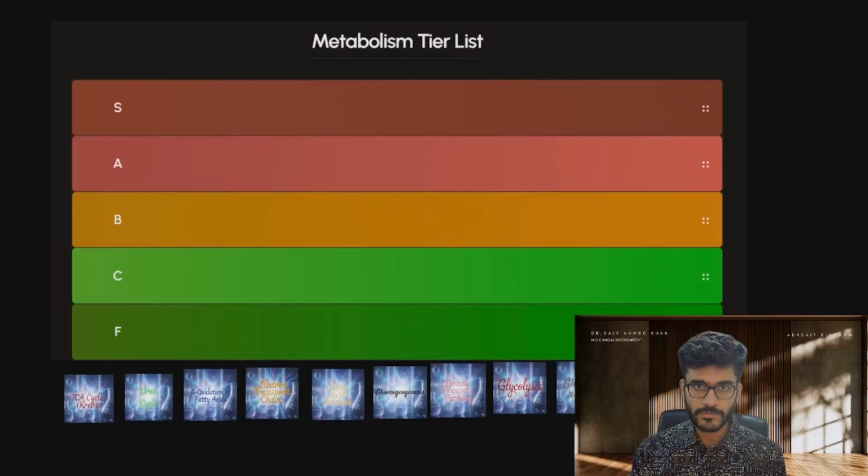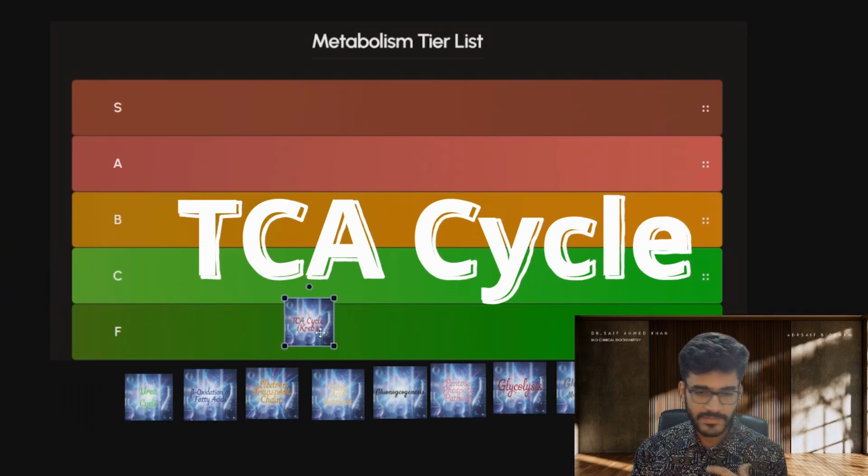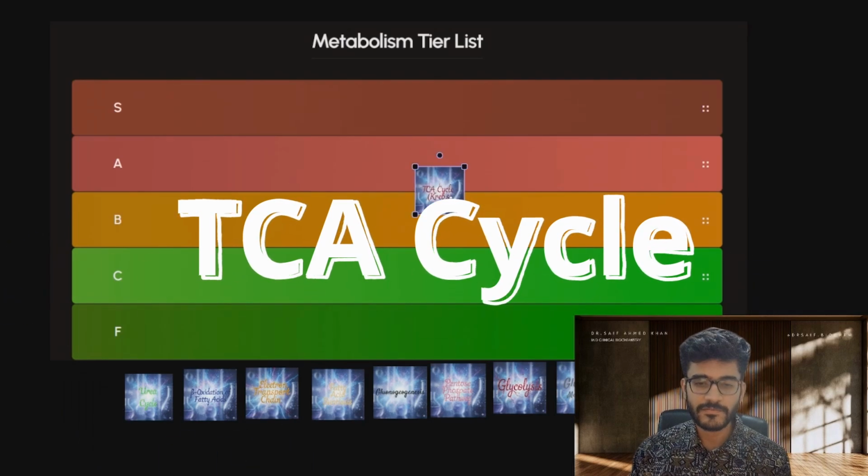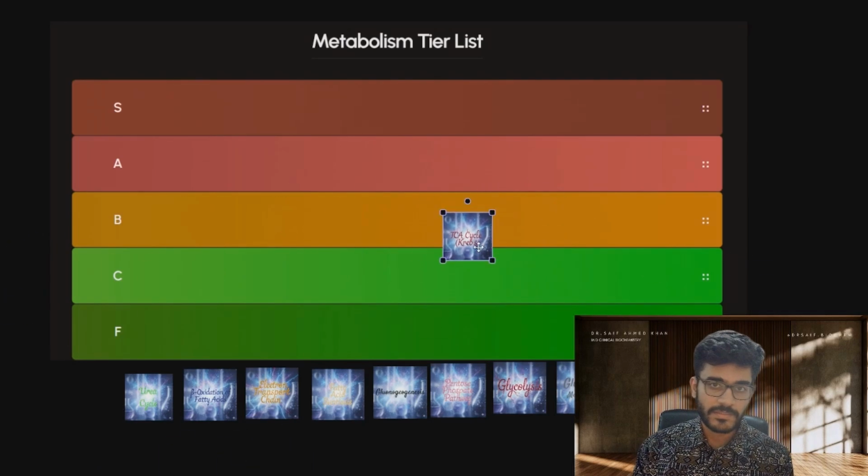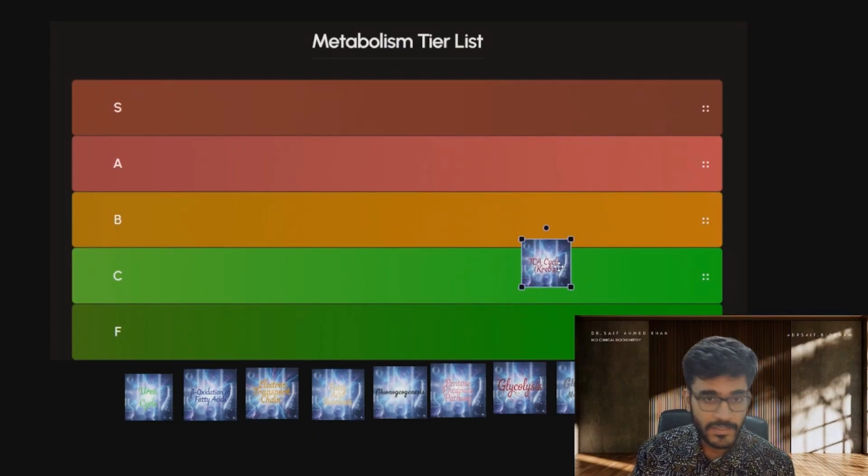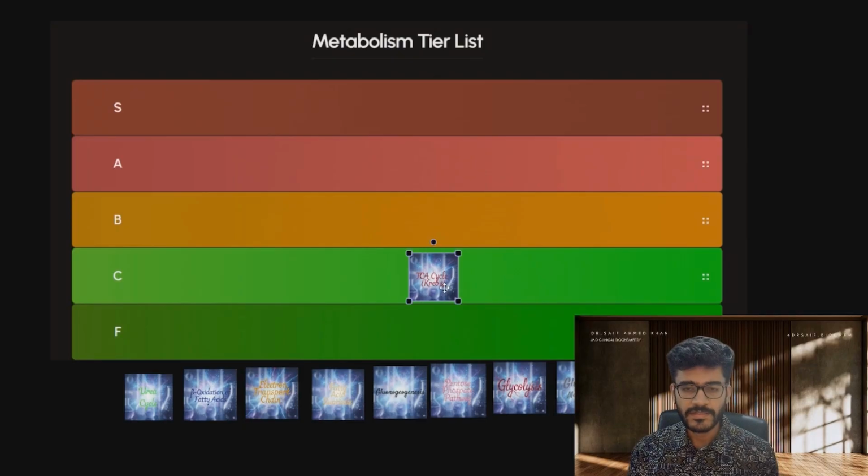Okay, so I'm going to choose a random pathway here. I want to start with TCA cycle. Okay, it's a favorite topic, it's a favorite question, and it's also something that students really enjoy studying in the beginning. I feel I enjoyed it. Now, if I had to rank it, let's think about it.